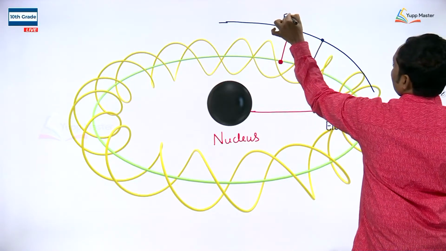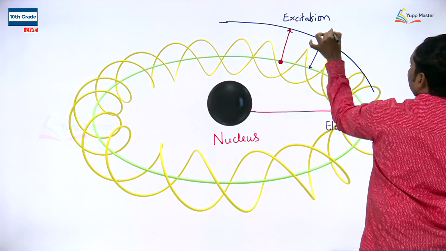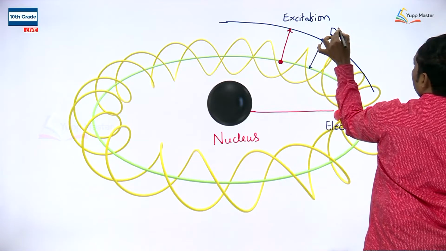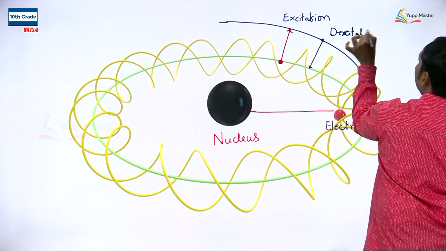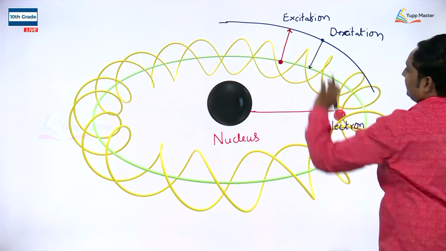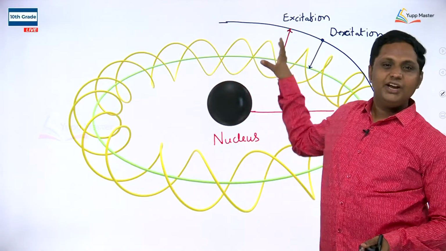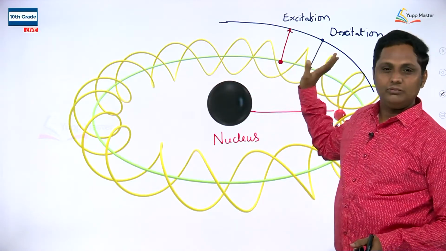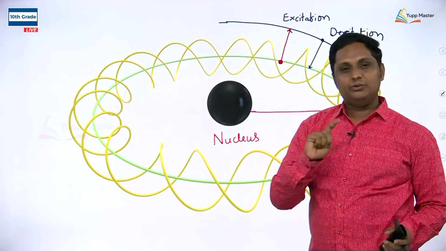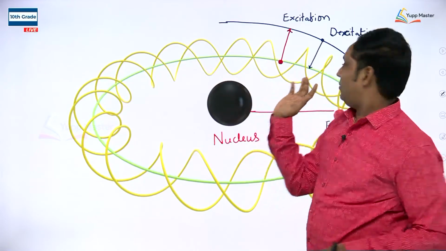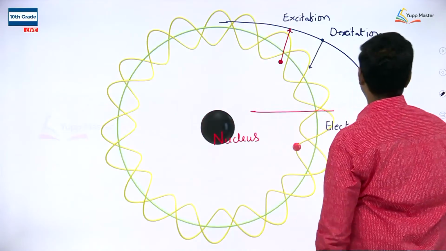Excitation and de-excitation, you have to find out this one. So, the electron gains energy and the electron loses energy, it is a continuous process, which you can check through the absorption and emission spectra. Now, you are going to look into the matter.